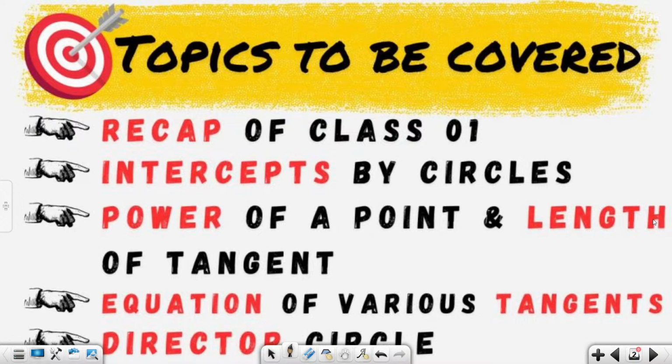So this class is divided into two sessions. Today is our first session, in which we are going to complete the intercepts by circles, power of a point, and length of tangent. And in the next part, we are going to cover equation of various tangents and director circle, right? So let's start by recapping our class 1 lecture. I think all of you have already seen the first video of this circle lecture.